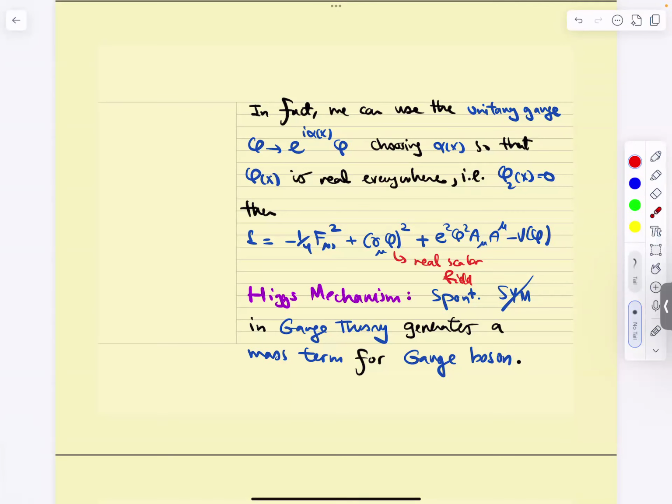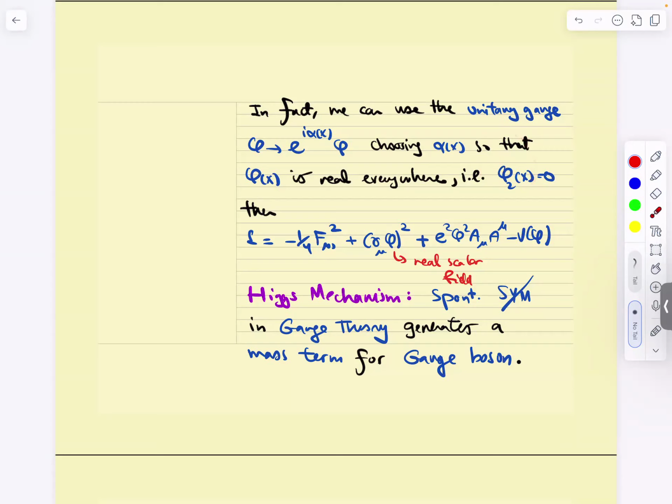Now, actually, there is a gauge that you could choose to make your calculation a little bit nicer. This is the unitary gauge. This gauge fixing chooses phi as a complex field. It makes sure that phi is real everywhere. Right? I can always do that. When phi is real everywhere, it means that phi 2 is 0. Good. Phi 2 is 0.